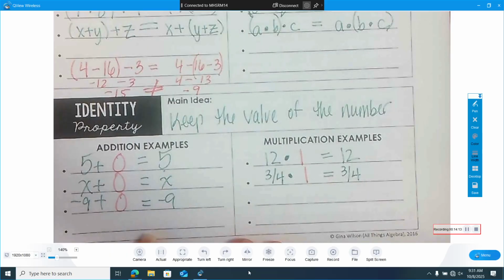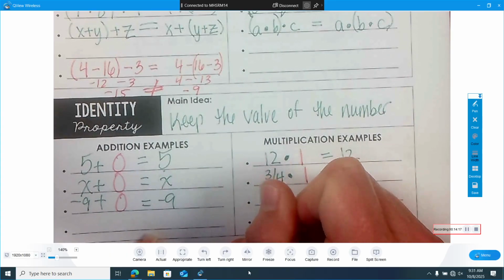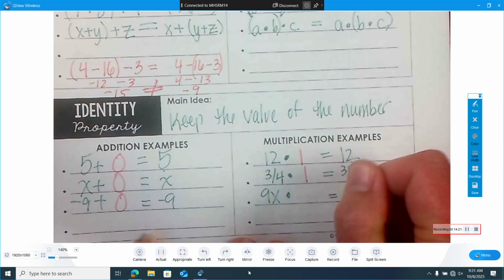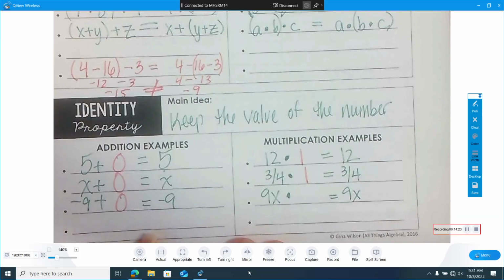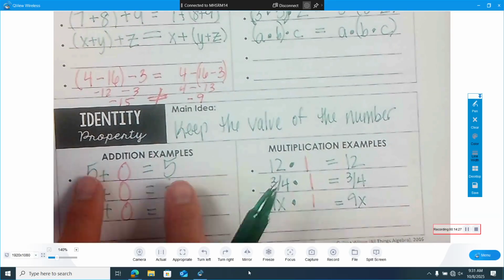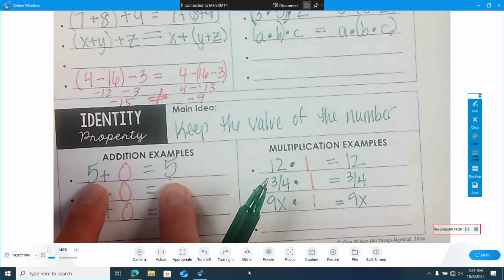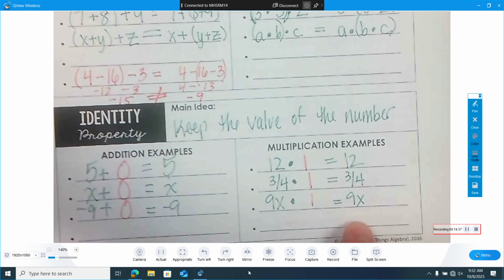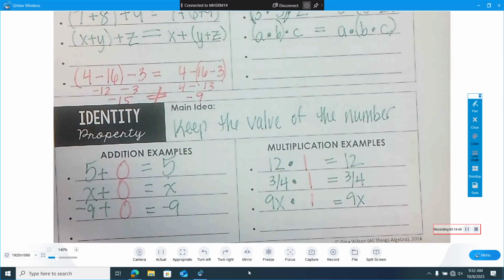3/4 times 1 still gives me 3/4. If I have 9x times 1, it's still going to keep the same exact thing. So the identity property is where what we start with and where we end match. It's like an identical thing. Identity, identical. So what do we add or multiply to keep the same identical thing? Does that make sense to you?